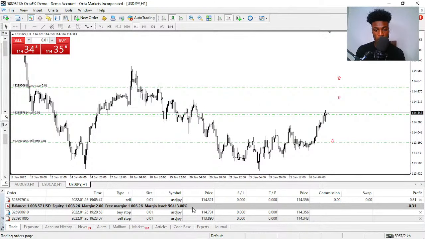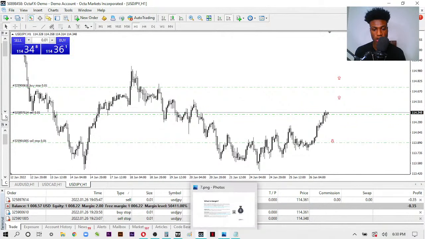50,413%. Now if I'm in profit, my margin level increases, but the more money I lose, the lesser my margin level. Okay, so pay attention to your margin level.